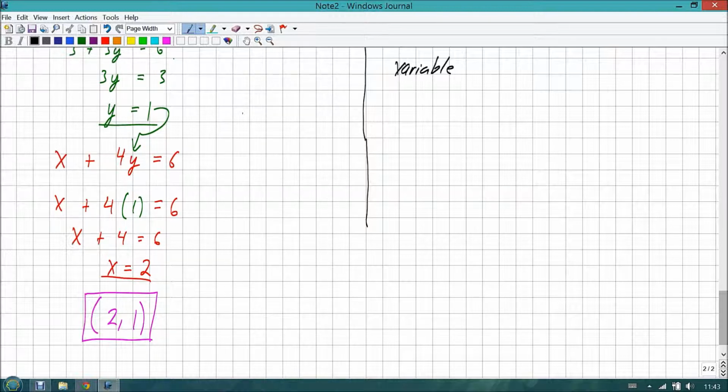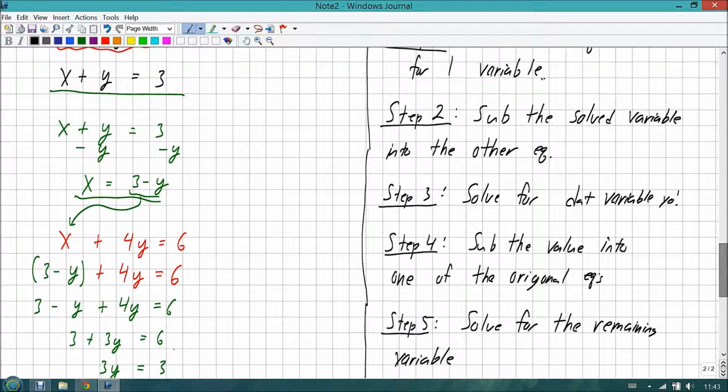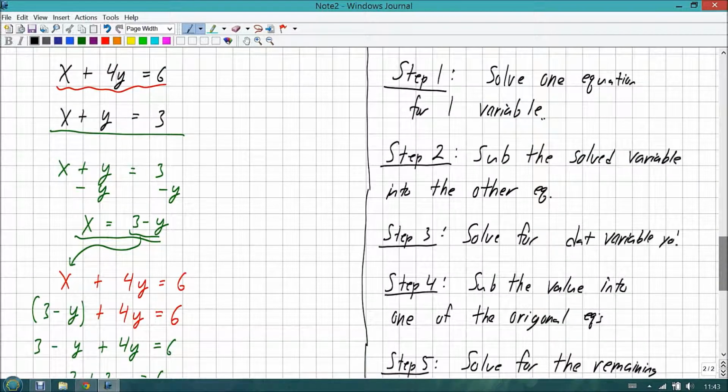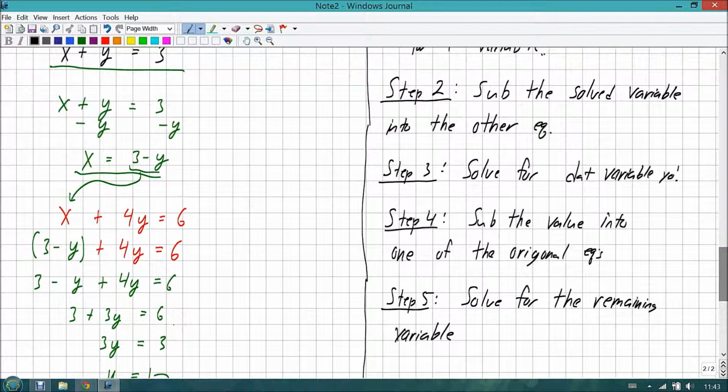So what is our algorithm? Well, it's a 5-step algorithm. Step 1, solve one equation for one variable. Step 2, sub the solved variable into the other one. Step 3, solve for that variable. Step 4, sub the value into one of the original equations. And step 5, solve for the remaining variable.